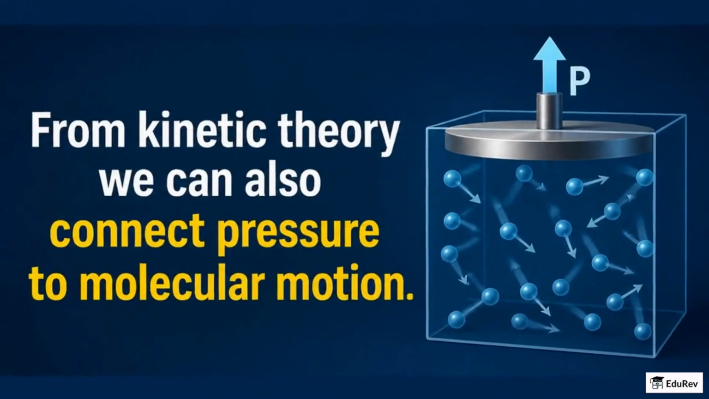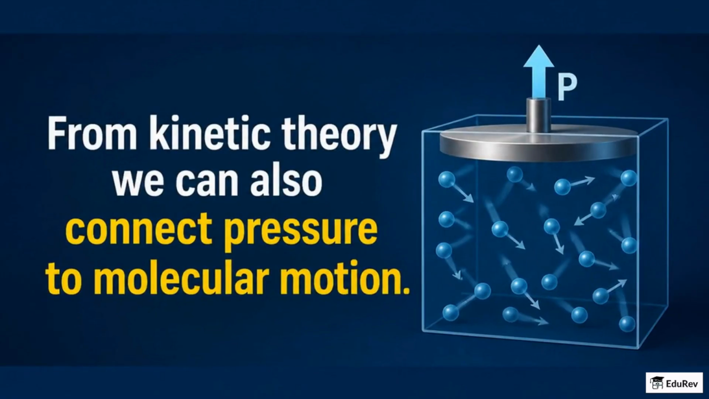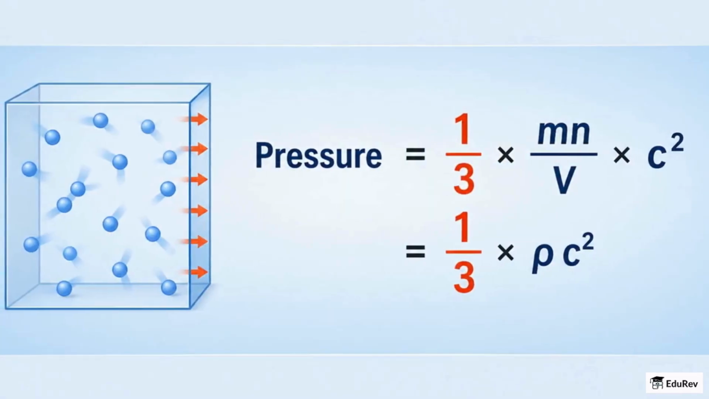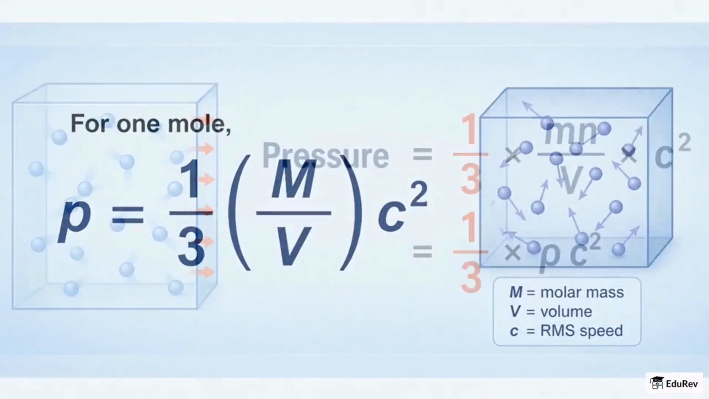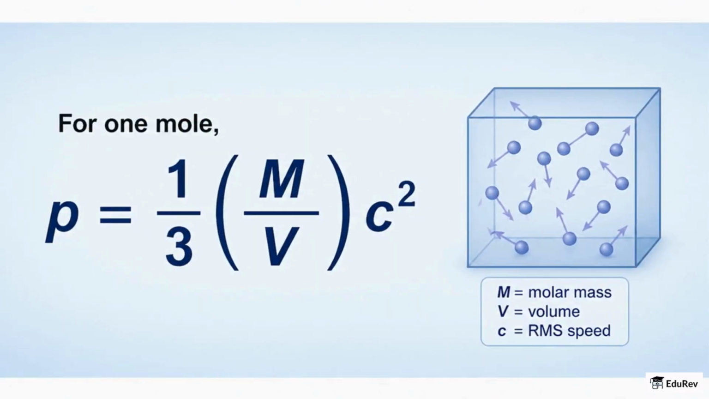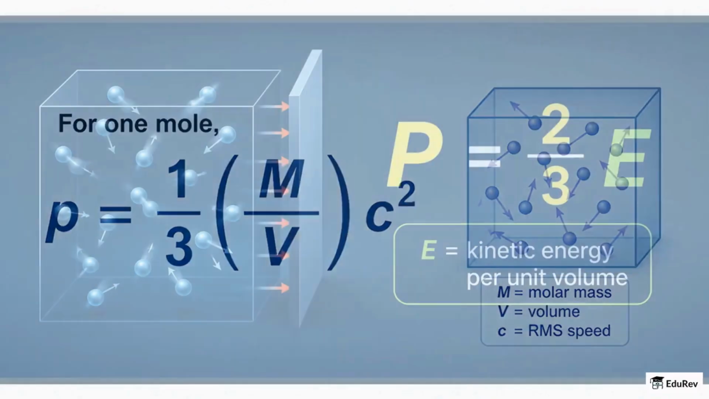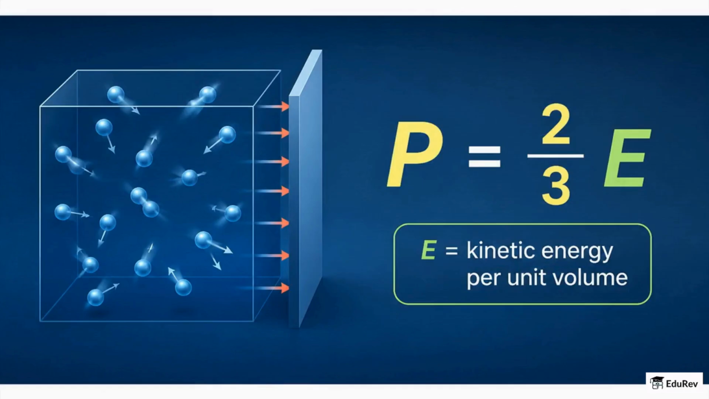From kinetic theory, we can also connect pressure to molecular motion. Pressure equals 1/3 times the quantity mn divided by V times C squared, which is the same as 1/3 times rho times C squared. For 1 mole, this becomes P equals 1/3 times the quantity M divided by V times C squared. Also, pressure equals 2/3 times E, where E is the kinetic energy per unit volume of the gas.